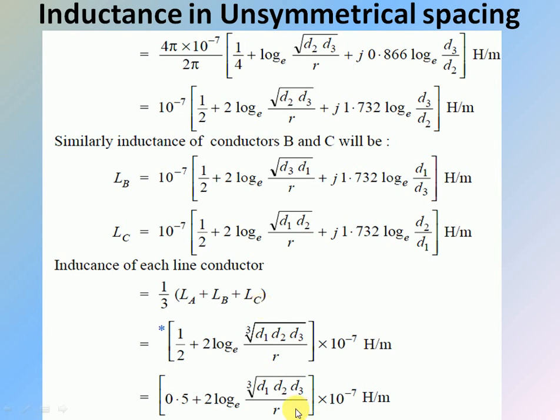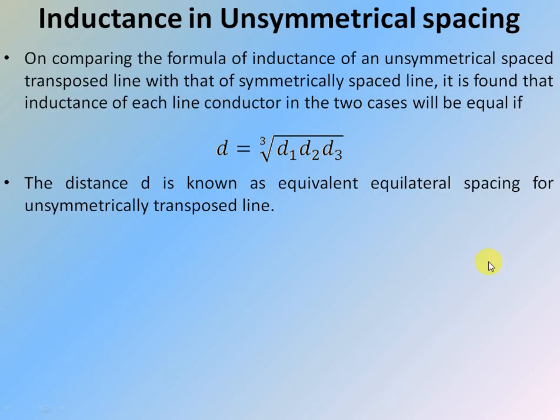Further simplifying it, we will be getting the relation like this. This particular term can be said to be the equivalent equilateral spacing in the case of a transposed unsymmetrical system. It is shown here. It is actually the equivalent equilateral spacing in the case of an unsymmetrical transposed system.